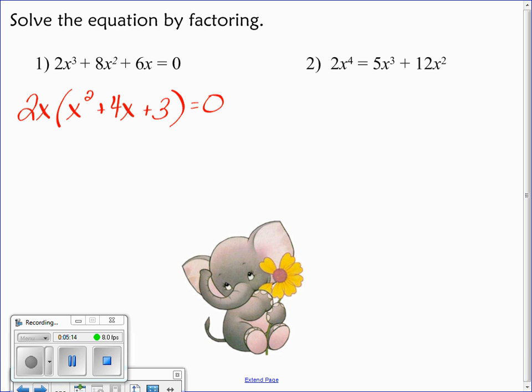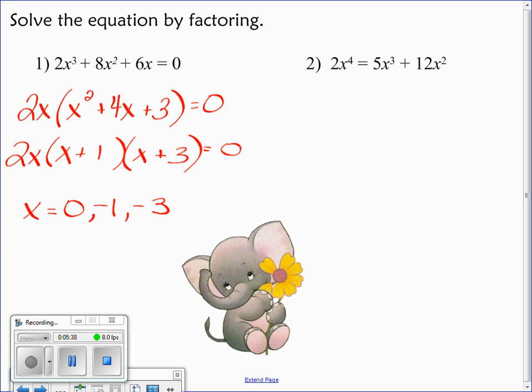Okay, and then can I factor that further? We should always try, if nothing else, right? What are your signs? Good, I heard x plus and x plus. 1 and 3. Will that make 4? Yep, so we know it worked. So if I ask you to solve, x is going to equal 0, good, and negative 3.